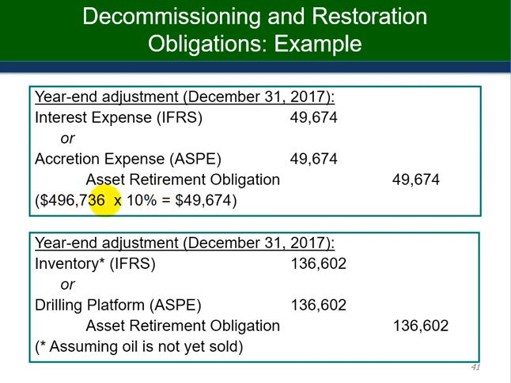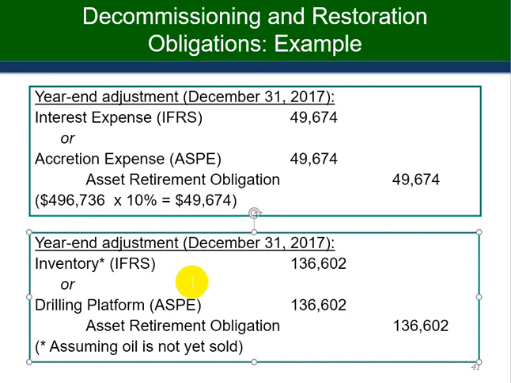So 496,736 times 10% is an interest obligation of 49,674, recorded as financing cost, interest expense for IFRS, recorded as an accretion expense as part of operating expenses for ASPE. And then next year, of course, is going to be 496,736 plus 49,674, because you haven't paid it yet. So you would add that to the principal and multiply that total times 10% to get the 2018 amount.